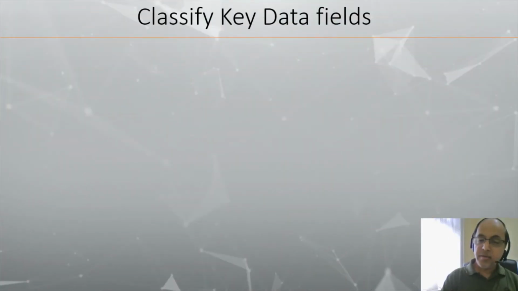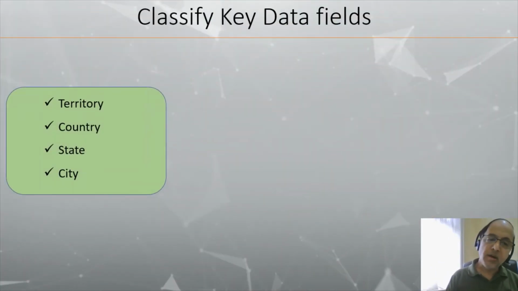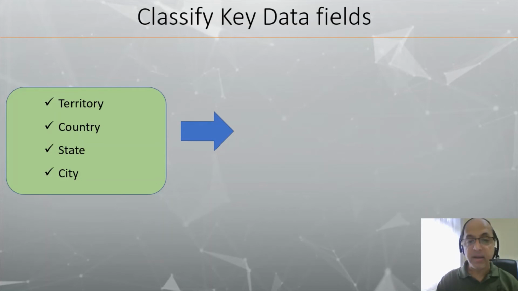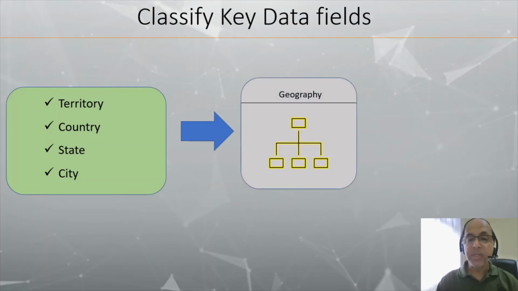Let us classify our key data fields. Let's start with the location-related fields, which are territory, country, state, and city. Now all these are related and hierarchical, because under state the city will come, under country states will come, and countries will come under territory. So basically all these fields will be categorized under one dimension, which is geography.